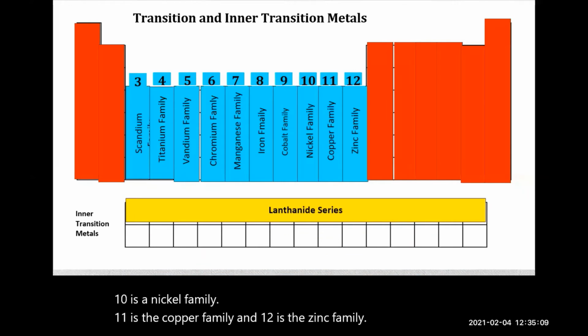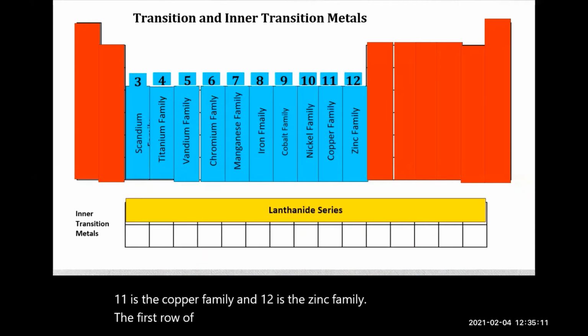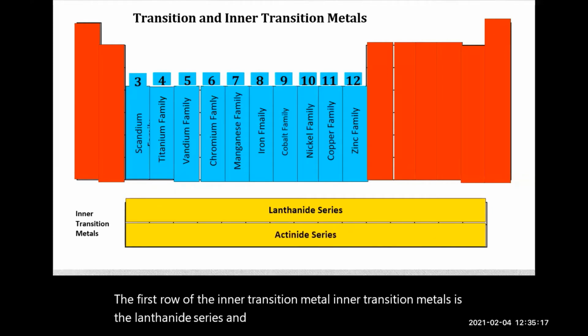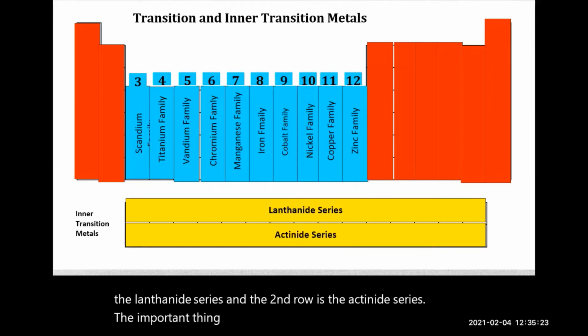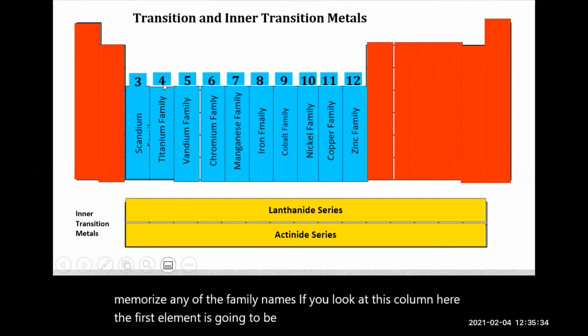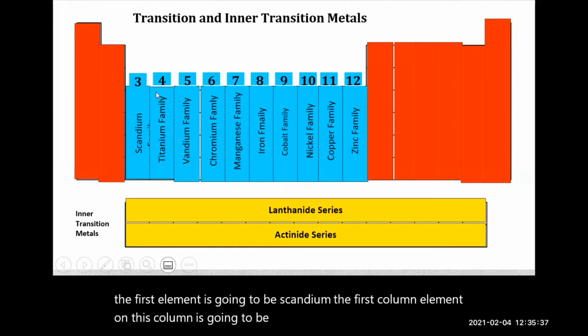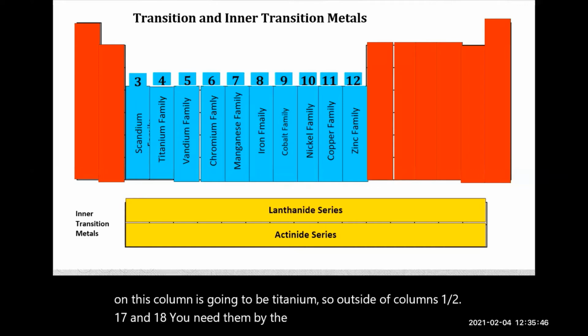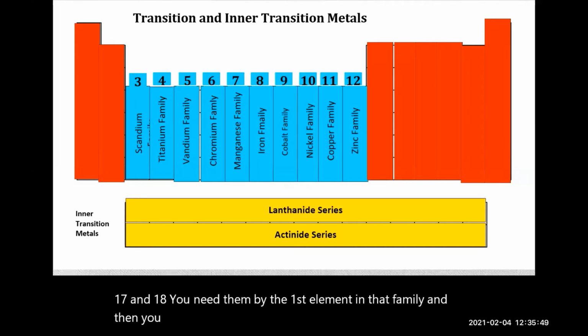The first row of the inner transition metals is the lanthanide series, and the second row is the actinide series. The important thing to know is that you do not necessarily have to memorize any of the family names. If you look at this column here, the first element is going to be scandium. The first element on this column is going to be titanium. So outside of columns 1, 2, 17, and 18, you name them by the first element in that family, and then you write the word family.